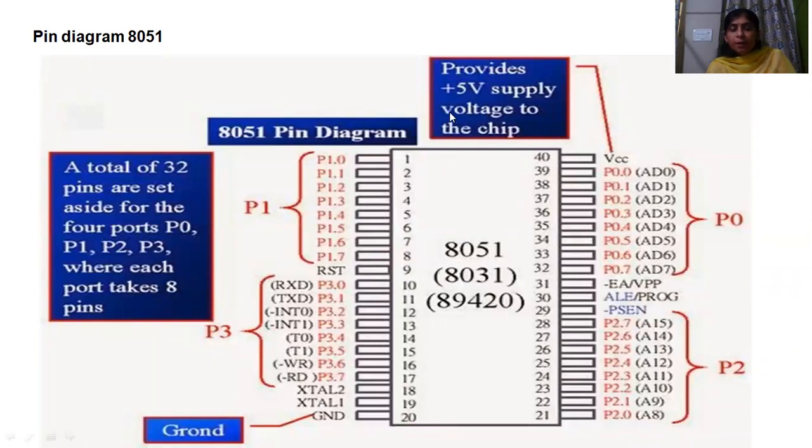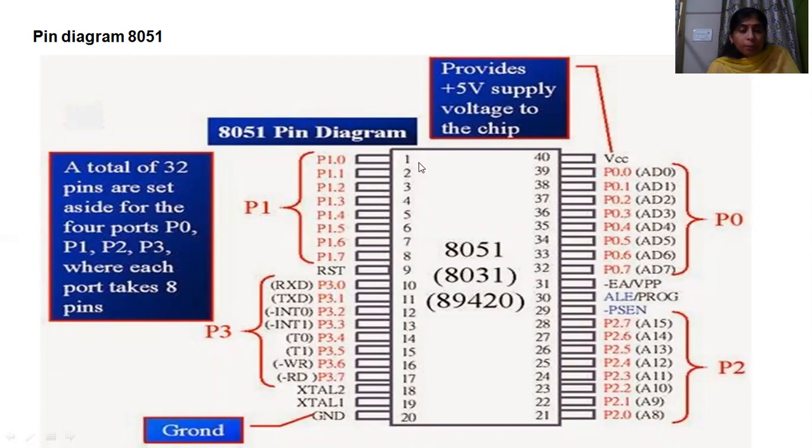This is the pin diagram of the 8051 microcontroller. This microcontroller has a total of 40 pins. We will start with pin number 1. From pin number 1 to pin number 8 is port 1. In the 8051 there are 4 ports. Each port has 8 bits, total 32 bits. Port 0, port 1, port 2 and port 3.